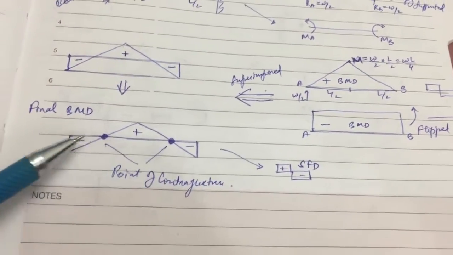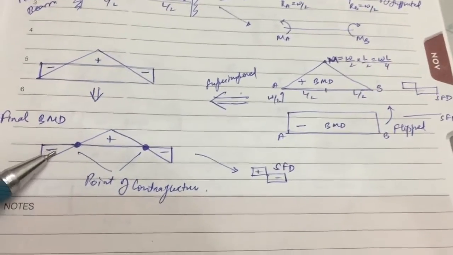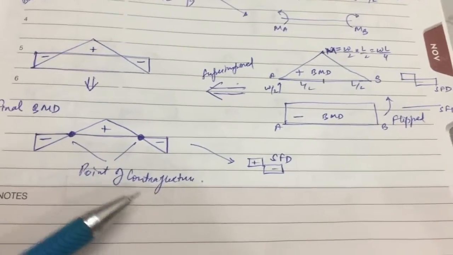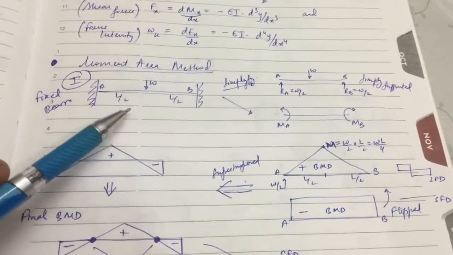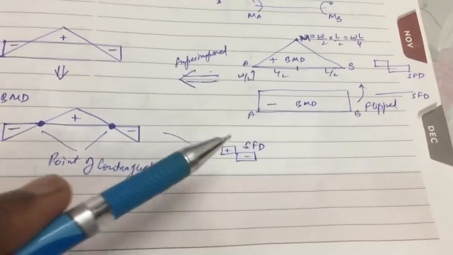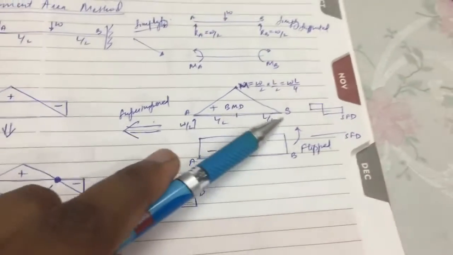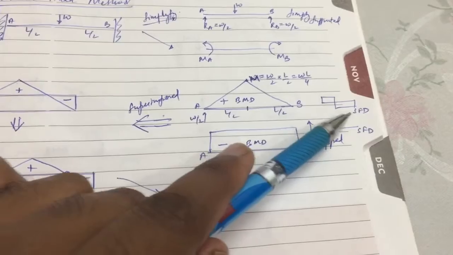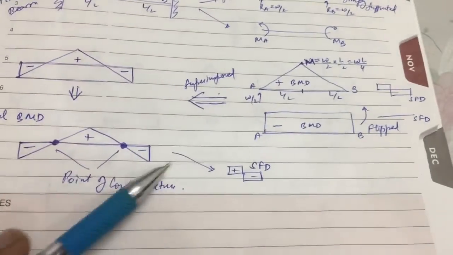At these two points where the moment is changing from negative to positive and positive to negative, these two points are called points of contraflexure, where the bend is happening. Okay, so the bend is happening like this, and for this diagram, the shear force diagram will be, for the moment area it's just a line, for this one it's just like this. So finally, this will be the shear force diagram.